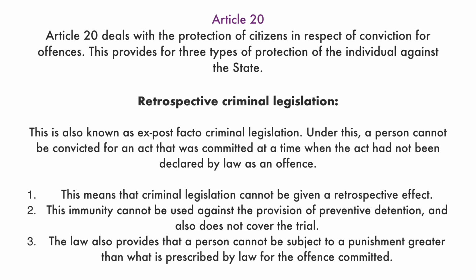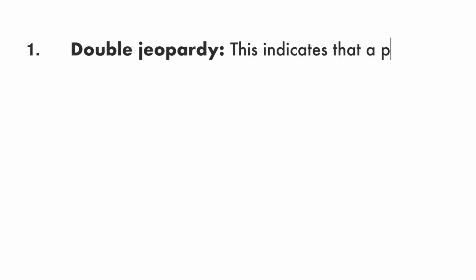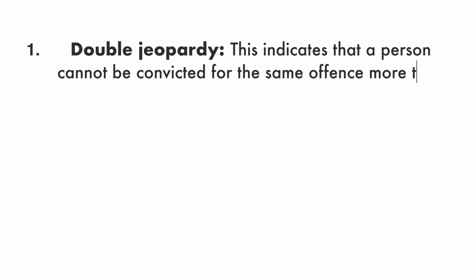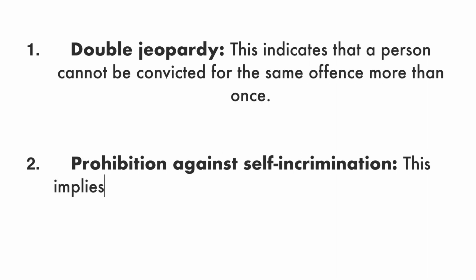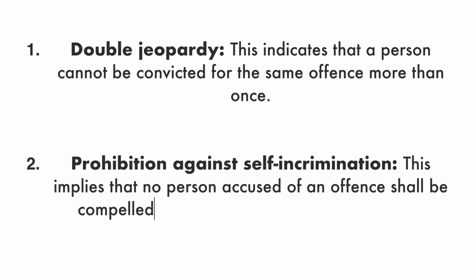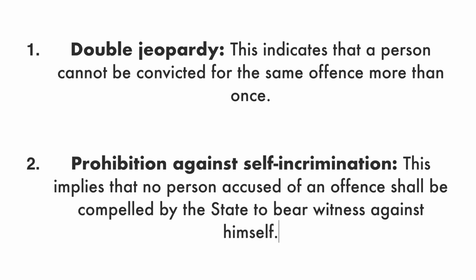Secondly, the law also provides that a person cannot be subject to a punishment greater than what is prescribed by law for the offense committed. Next, double jeopardy. This indicates that a person cannot be convicted for the same offense more than once. And finally, prohibition against self-incrimination. This implies that no person accused of an offense shall be compelled by the state to bear witness against himself. He cannot be forced to accept a crime that he has not committed.